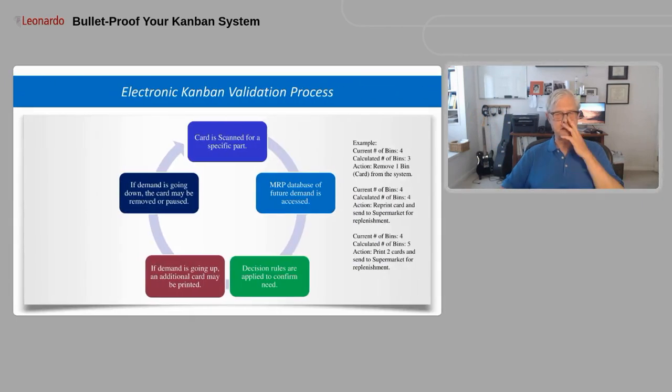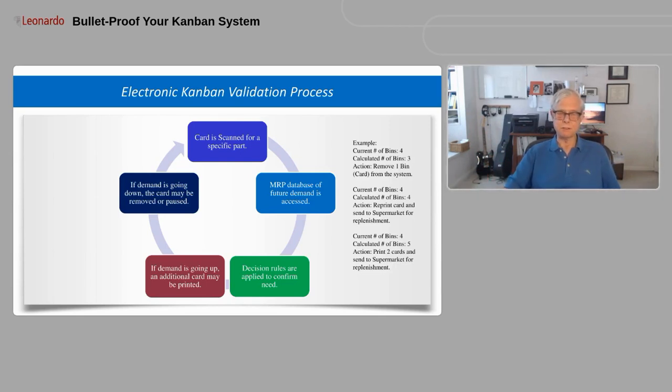Now here's the electronic Kanban validation process. I'm going to go into this in a little more detail, because this is really the secret sauce of this entire webinar. This is kind of the secret sauce for managing your Kanban system, and not having to do a big maintenance project, because you're going to be doing it every time you scan a card, automating the Kanban maintenance process. So here's what happens.